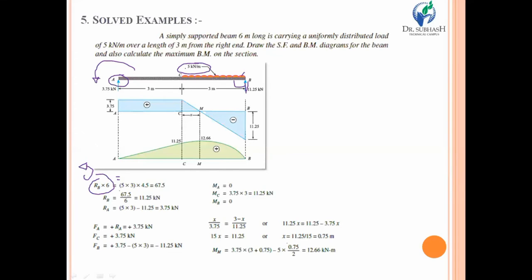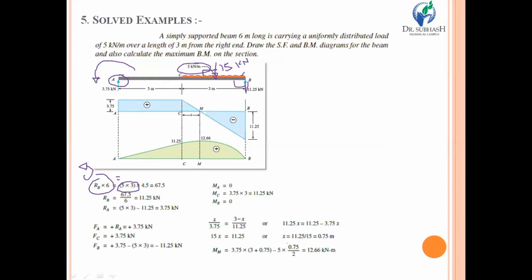First of all, you need to convert this UDL into a point load. So UDL into the span over which the UDL acts: 5 into 3 becomes the point load from the UDL, and it acts through the CG of that particular span over which the UDL is acting. We have already discussed that in the case of UDL. So 5 into 3, that means 15 kilonewton, is the point load which we have converted from the UDL, acting at the CG of the span.